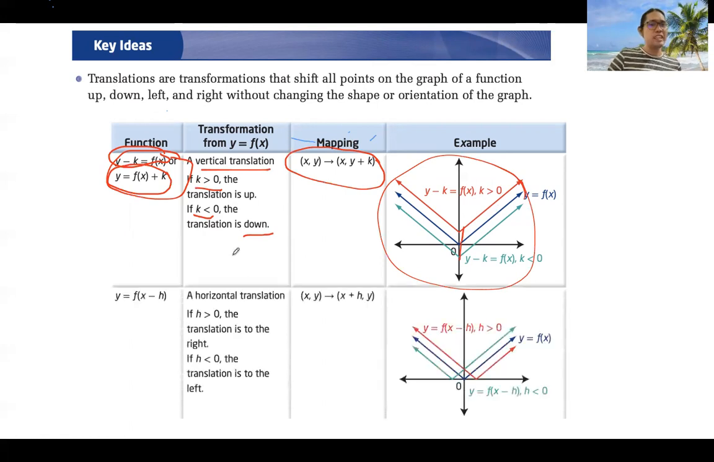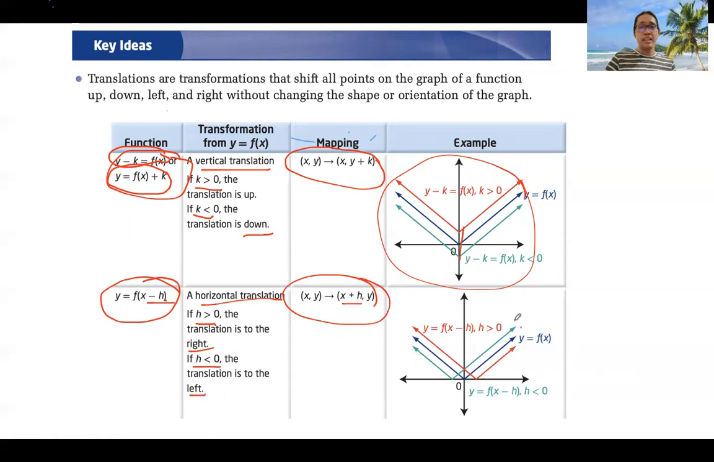And of course, for the horizontal translation, remember the form y equals f of x minus h. Find your h. Your h shows the horizontal translation. If h is greater than 0, then it goes to the right. If h is less than 0, then it goes to the left. It can be represented by a mapping notation where you add h to your x coordinates. As you can see on the graph, it moves from left to right, along the x-axis, and that is a translation.